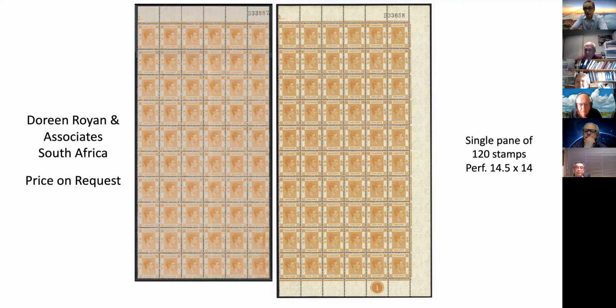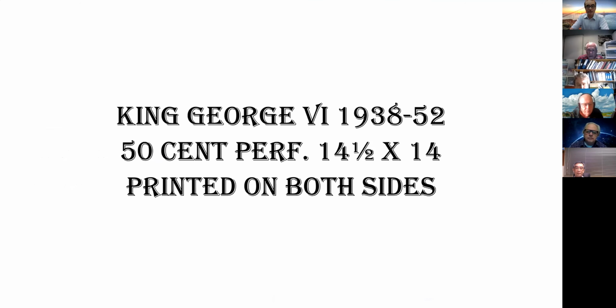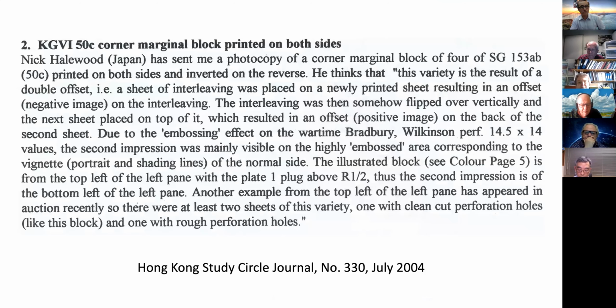Is that the rough paper? It is rough paper, yes. Wow. And the next one is the 50 cent perf 14.5 printed on both sides. Now, this is interesting because before it was even catalogued, nobody knew about it.